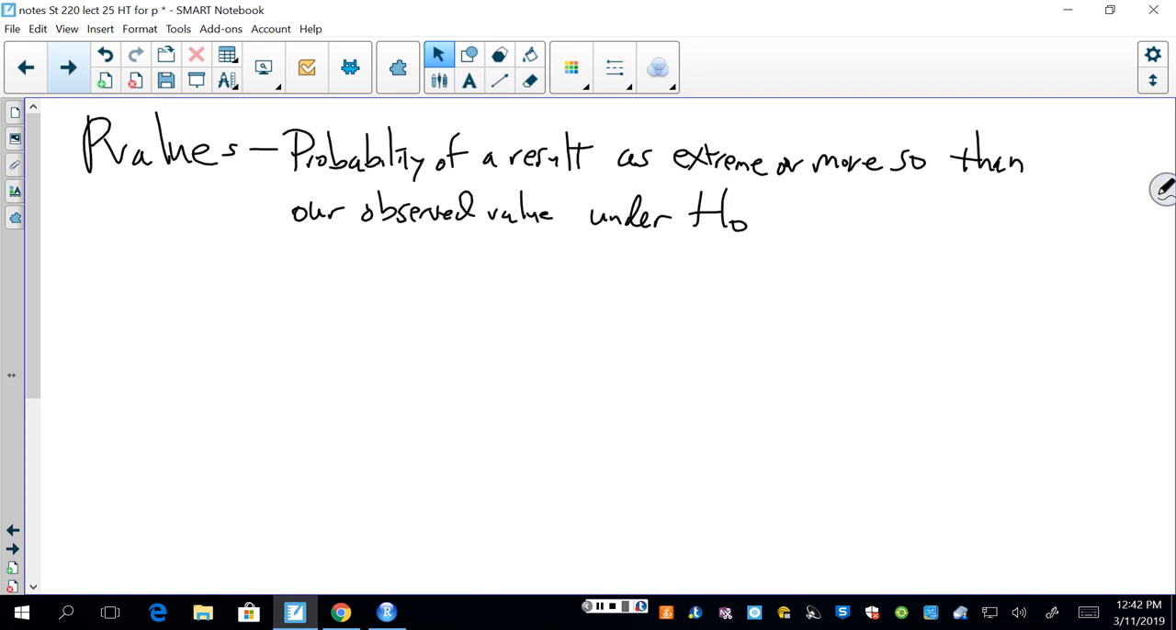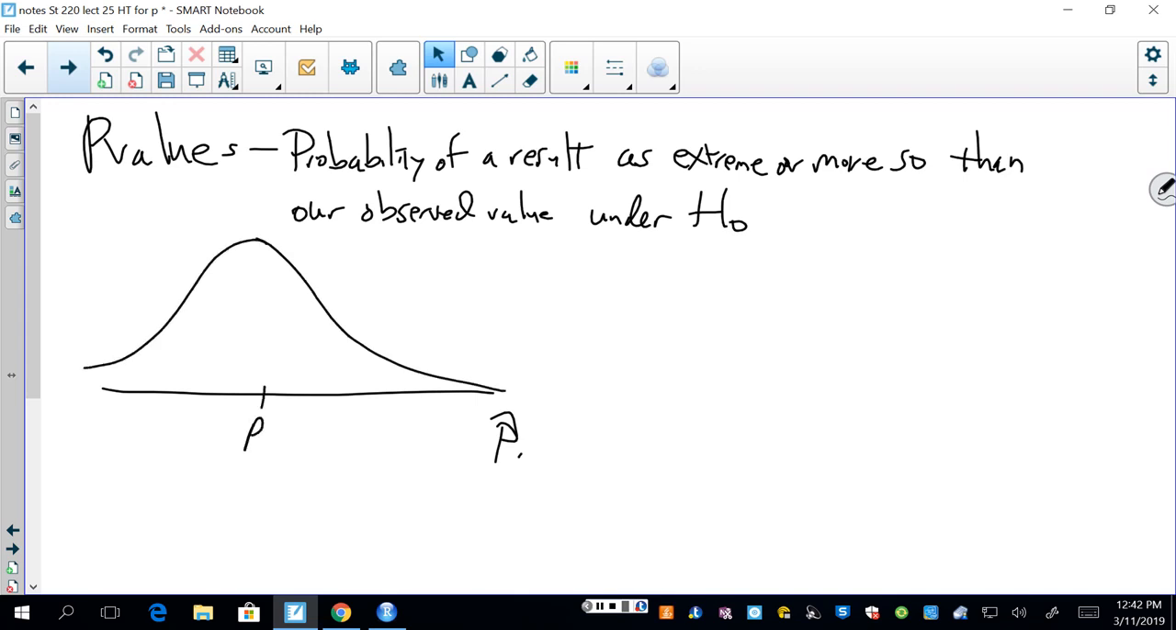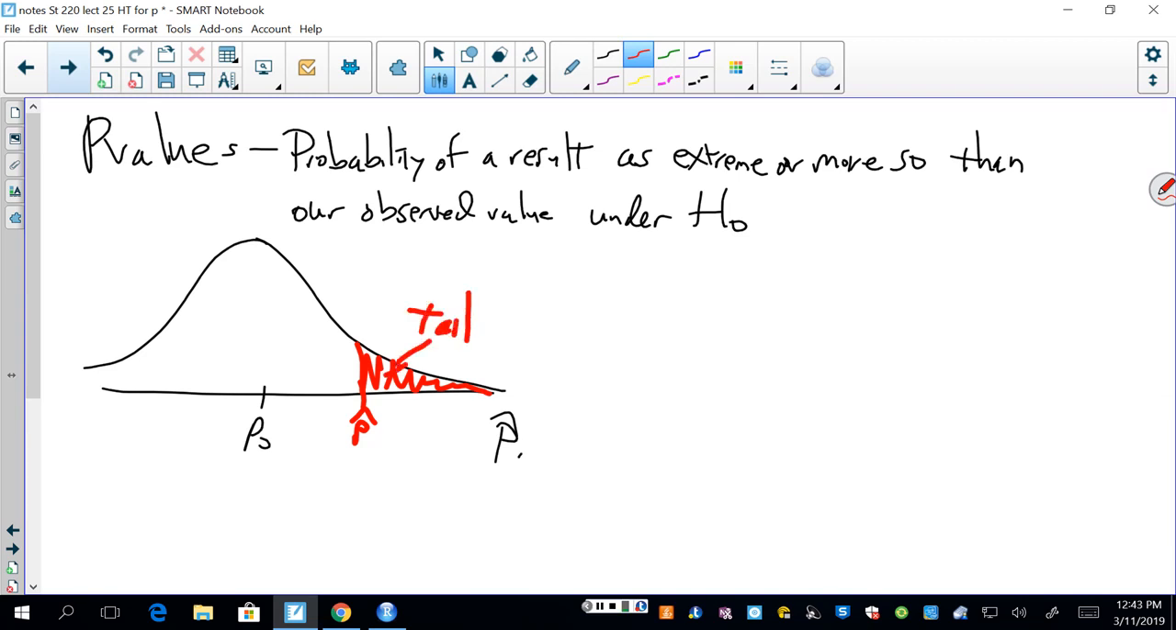So here's the distribution of p hat, centered under p0, and we actually get a value of p hat out here. We're going to calculate the tail area under the normal distribution with the mean and variance determined by the null hypothesis. This is called a tail area probability.